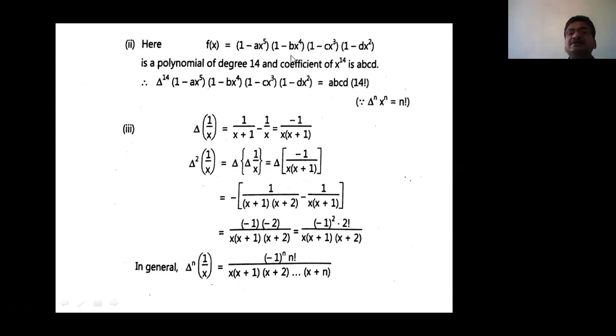Suppose at this place ABCD there are numbers. Suppose this is 2, this is 3, this is 4, and this is 5. Then 2 into 3 into 4 into 5 is the ABCD at this place; write that number. So instead of ABCD, we can use numbers.